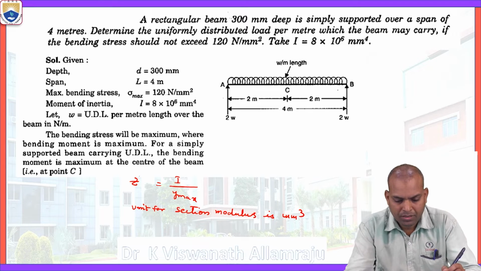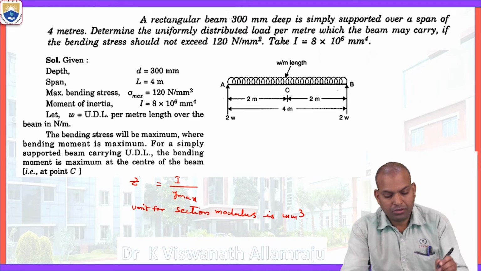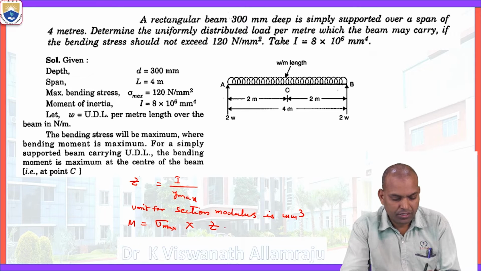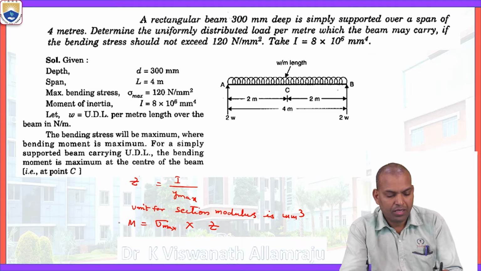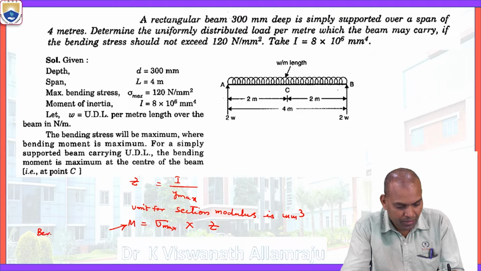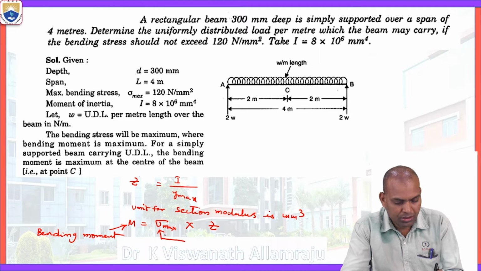And one more important formula for solving the problems is M equal to sigma maximum times Z, where Z is the section modulus, M is bending moment or moment resistance, and sigma maximum is the bending stress.